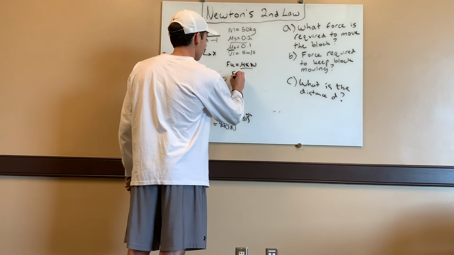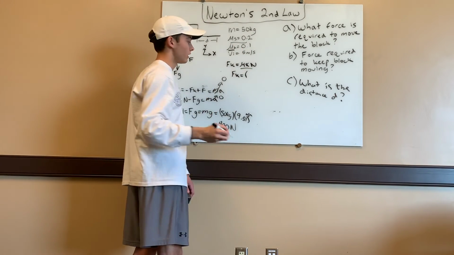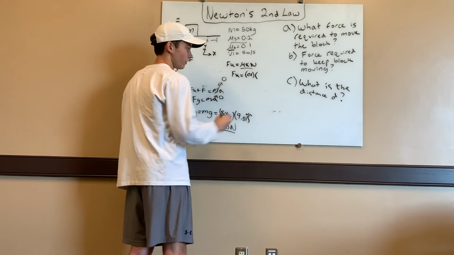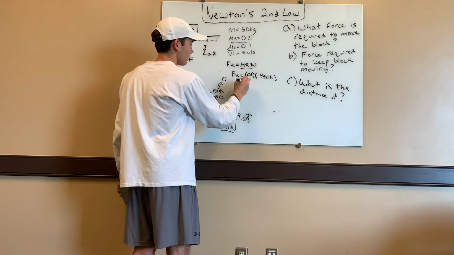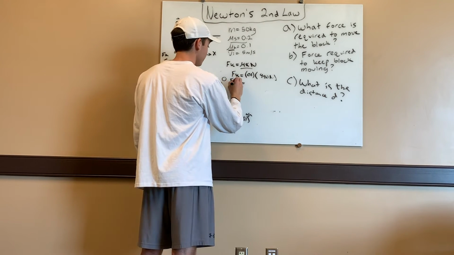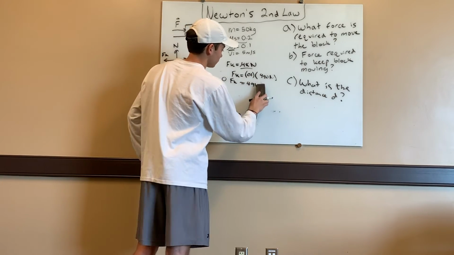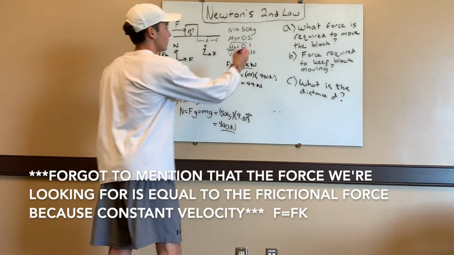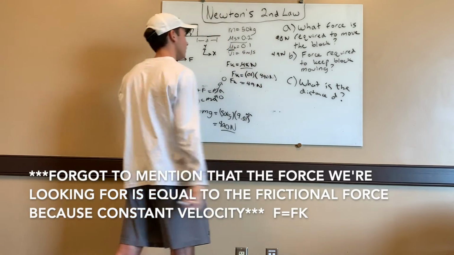So for Fk, we get mu k, which is given, our coefficient of kinetic friction, 0.1, multiplied by 490 newtons. And this gives us that our kinetic friction equals 49 newtons. And this makes sense. If you remember, this one was 98 newtons, this one is 49 newtons.